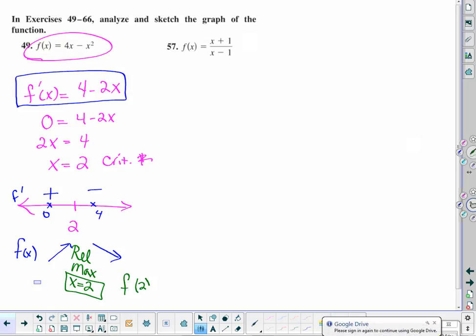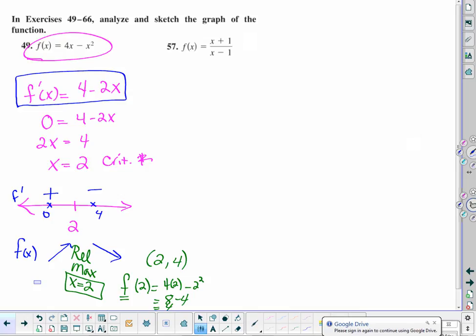F of 2. Notice I'm talking about the original function f. So we are 4 times 2 minus 2 squared. Gives me 8 minus 4. I get 4. There is one point on our graph, and it is at (2, 4). Keep that in mind. Next, let's go into second derivative.